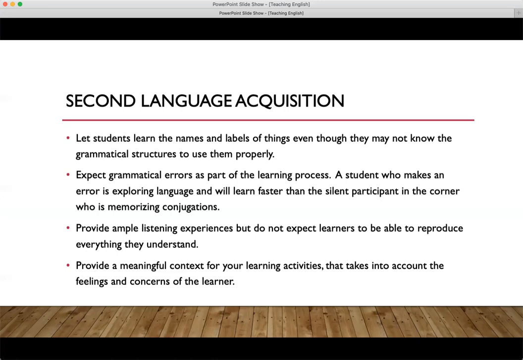A student who makes an error is exploring language and will learn faster than the silent participant in the corner who is just memorizing conjugations. Provide ample listening experiences. Adult teachers are constantly describing the world to children: "See the pretty flower," or "touch your nose." We need to provide adult learners ample listening experiences, but do not expect learners to be able to reproduce everything that they understand.